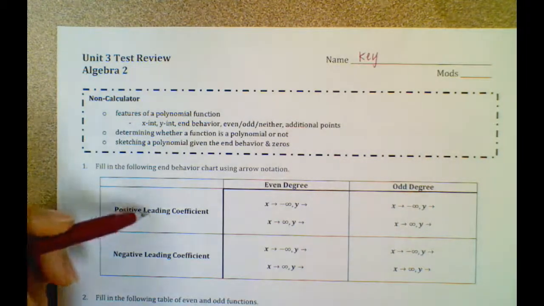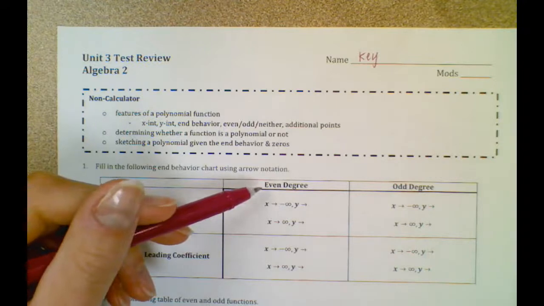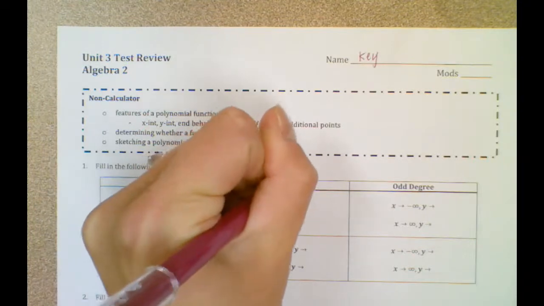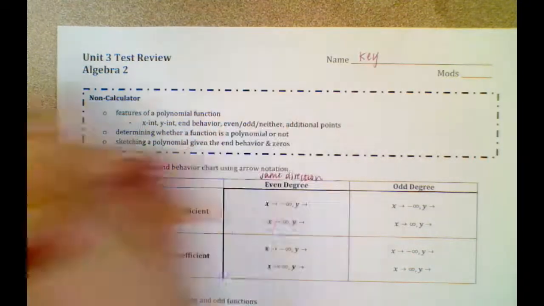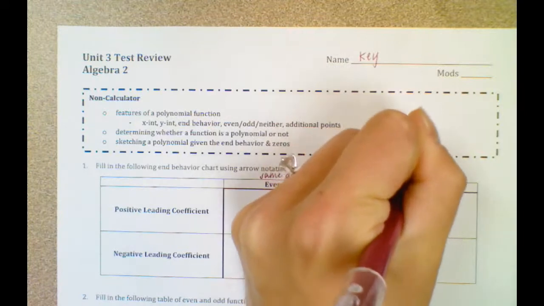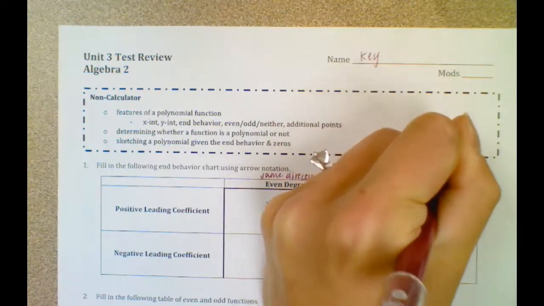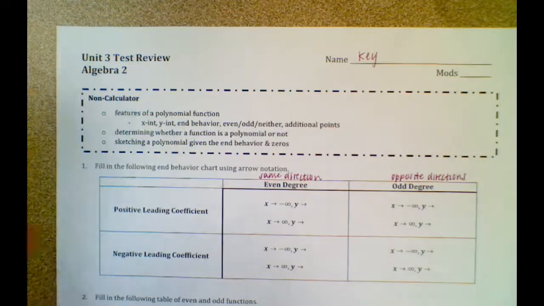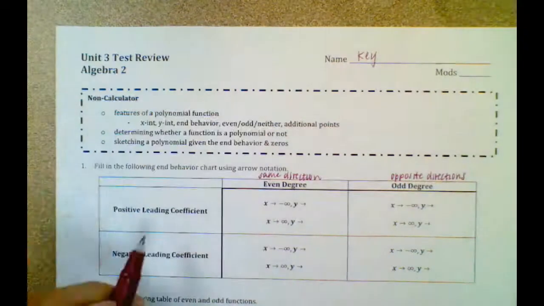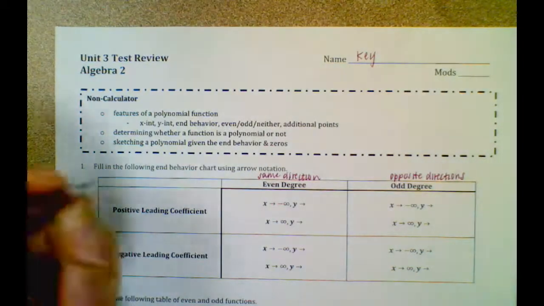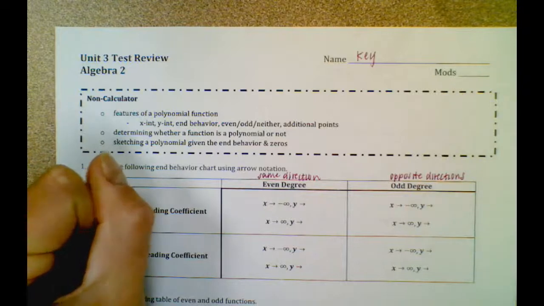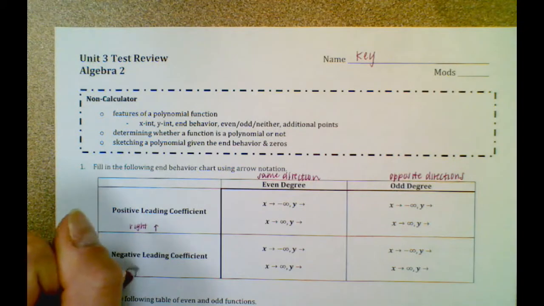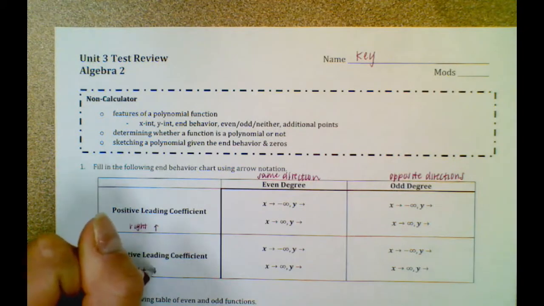So if I have a positive leading coefficient with an even degree, first of all, even degrees, we know that the arrows point in the same direction, and odd degrees point in opposite directions. Now, if you need to, I'm a visual person, so I'm going to sketch an example of these, but if you have a positive leading coefficient, that means that the right part of your graph will point up, and then if you have a negative, the right side will point down. Okay, that's kind of how you start this.